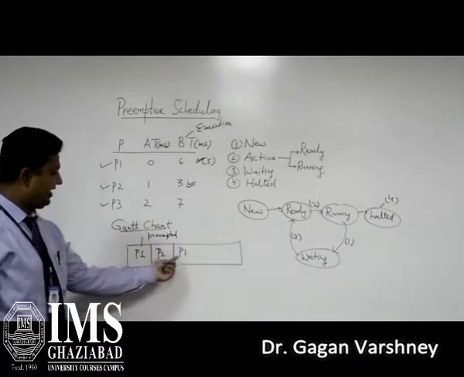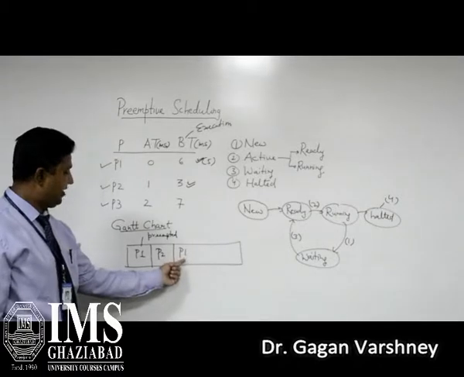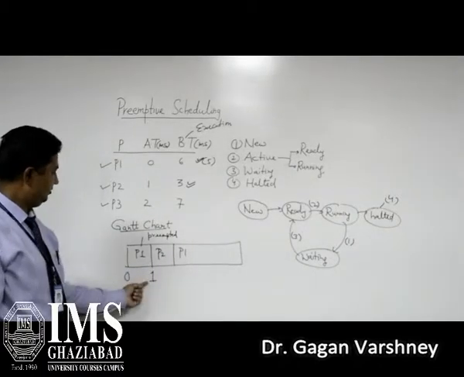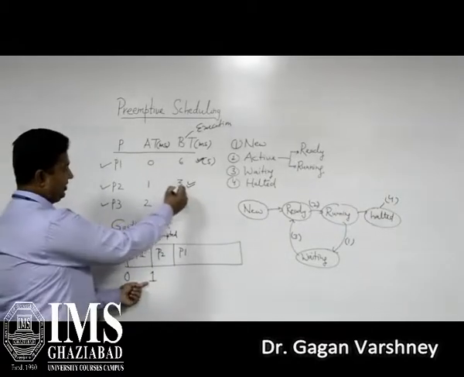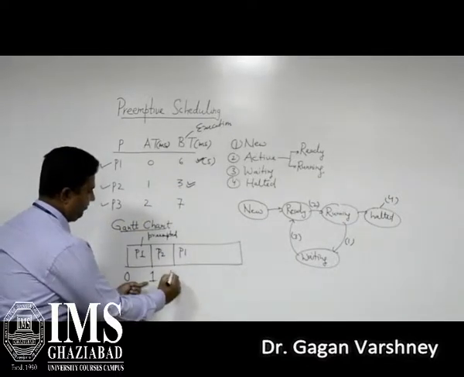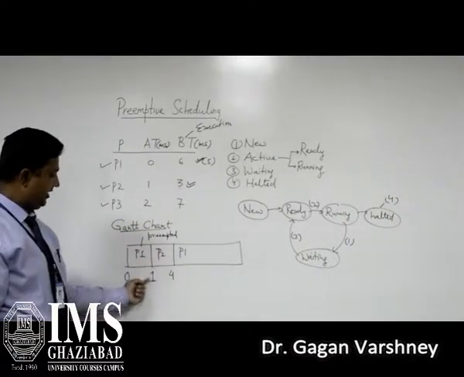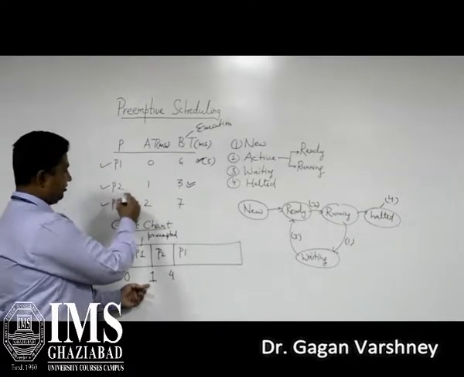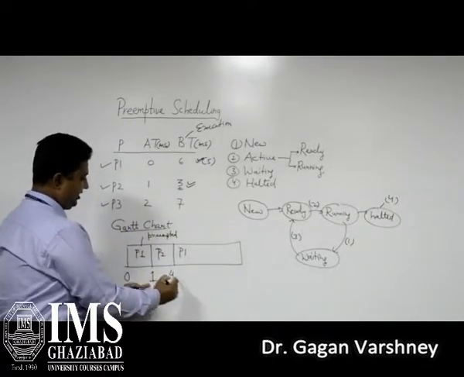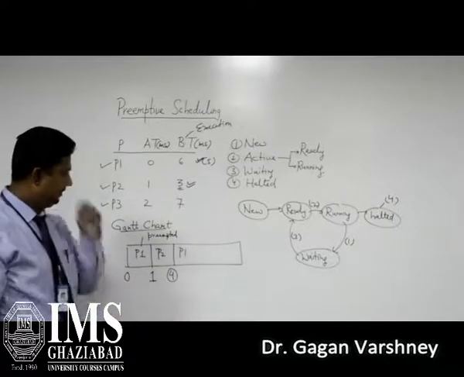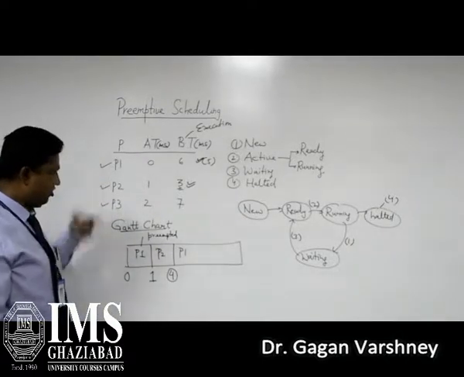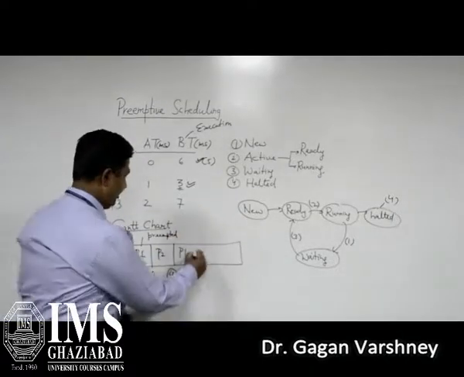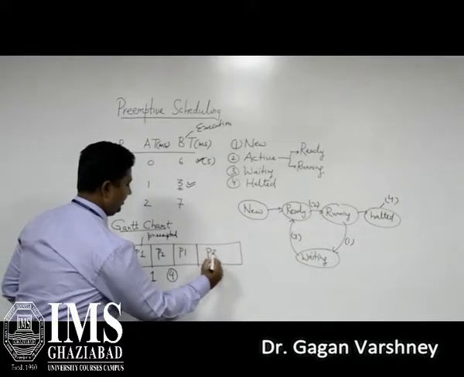Now what will be the waiting time for process P1? It should be 1 for process P2 plus its execution time 3, so 1 plus 3, that should be 4. Process P1's waiting time is 4. And the last process in the ready queue is process P3.